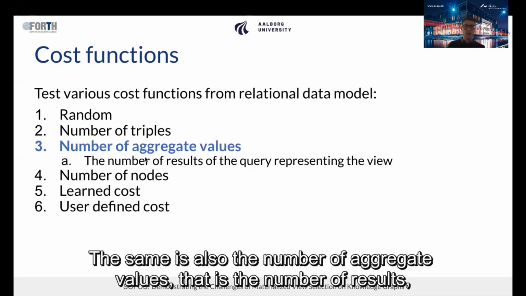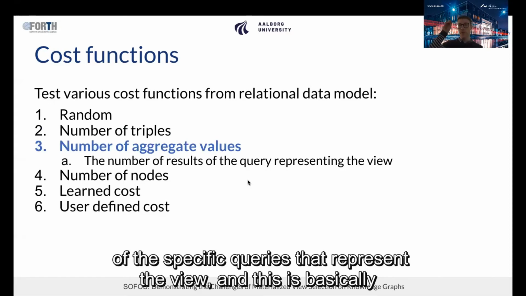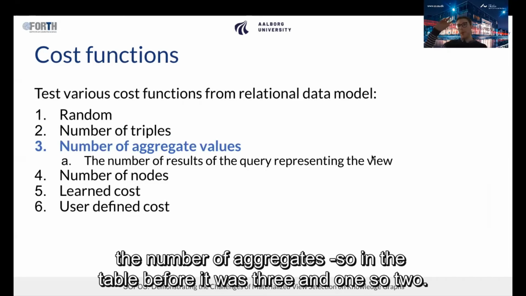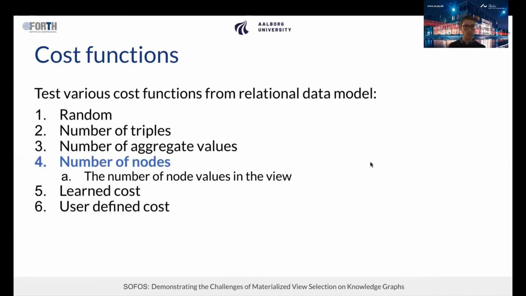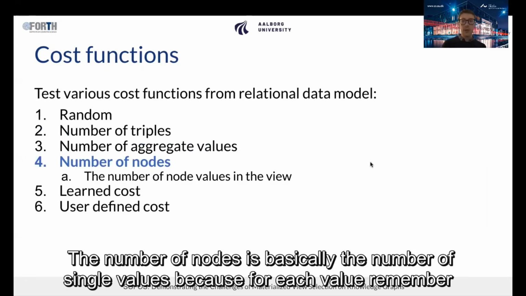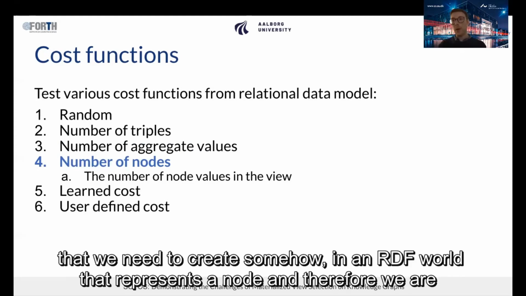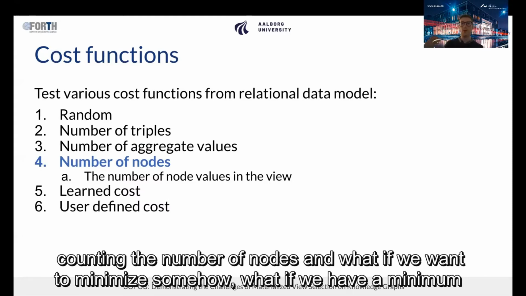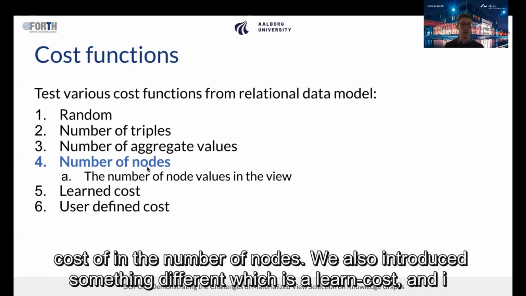Similar is the number of aggregate values, that is the number of results of the specific queries that represent the view. And this is basically the number of aggregates. So in the table before it was 3 and 1, so 2. The number of nodes is basically the number of single values, because for each value, remember, we need to create in an RDF world something that represents a node, and therefore we are counting the number of nodes. And what if we want to minimize somehow? What if we have a minimum cost in the number of nodes?